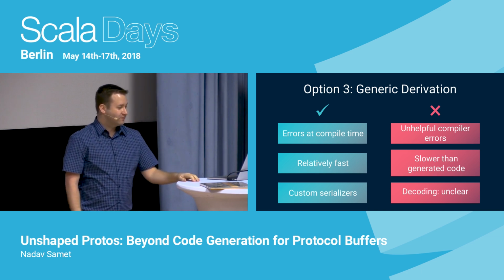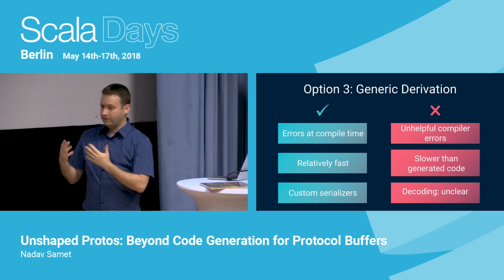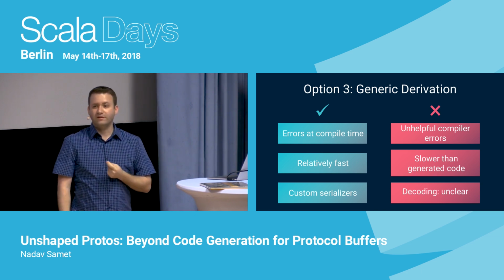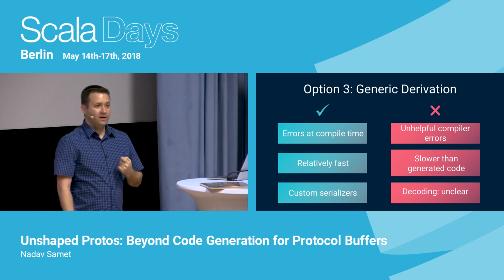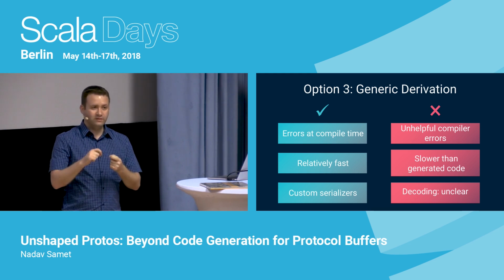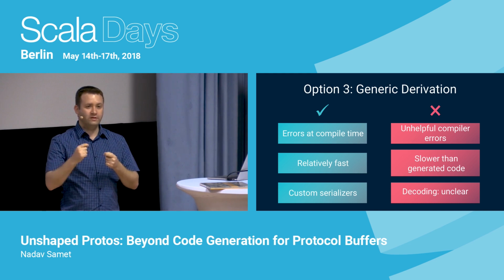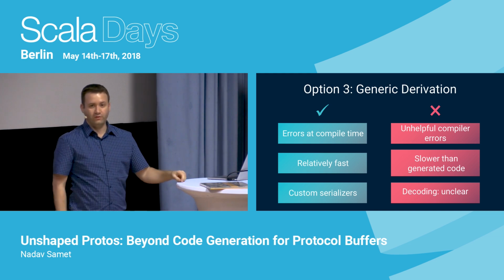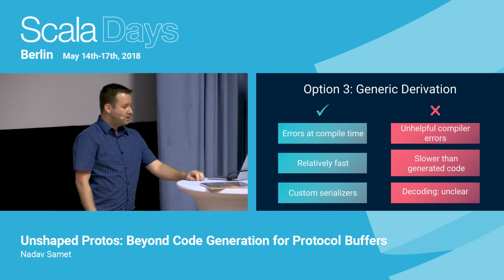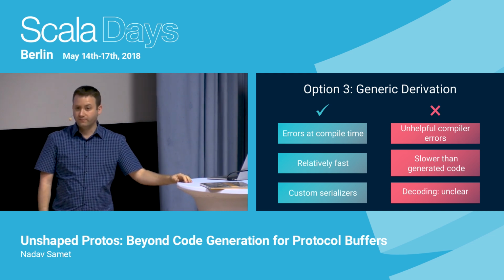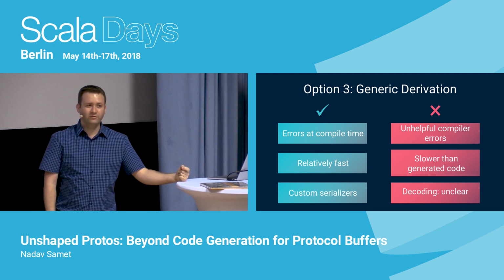Another thing that I observed is that the implementation that we get is slower than the generated code that ScalaPB already had. For my investigations, the reasons for that are the conversion back and forth from the case class to the HList, and also there's a lot of boxing and unboxing going on when that happens. And finally, we showed how to do encoders, but it's unclear how to do decoding.